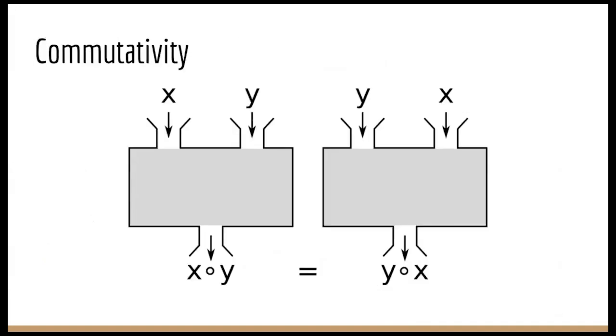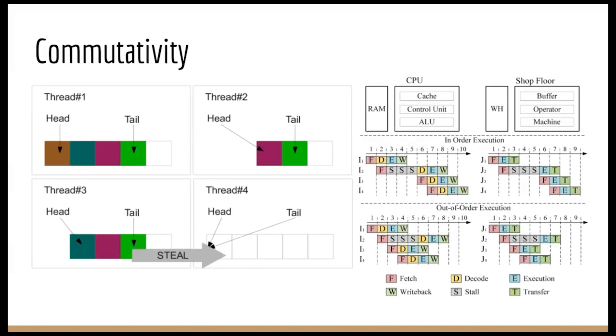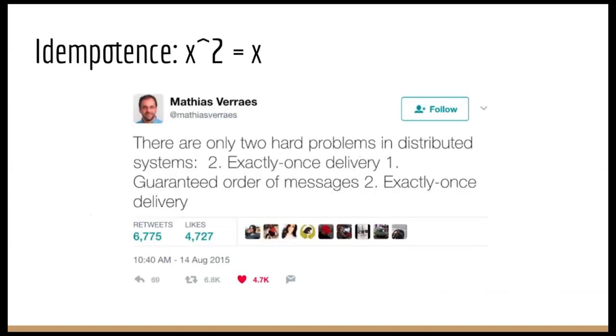So this is beautiful. Another useful property is commutativity, which basically allows us to reorder the arguments of the operator. And how useful could that be? Well, it's very often used in parallel programming for work stealing or out-of-order execution. Now we can talk about idempotence.